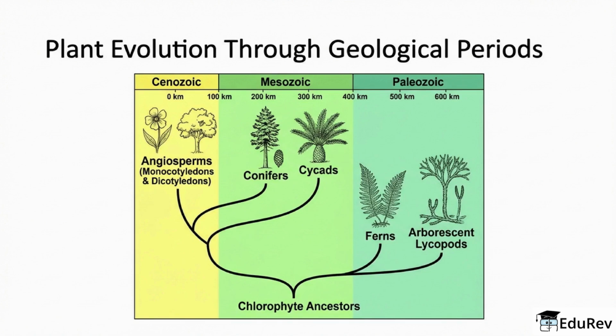Plant evolution progressed through geological periods, from green algal ancestors to early vascular plants such as lycopods, to arborescent forms, and ultimately to angiosperms. Flowering plants later diversified into monocotyledons and dicotyledons and became ecologically dominant.